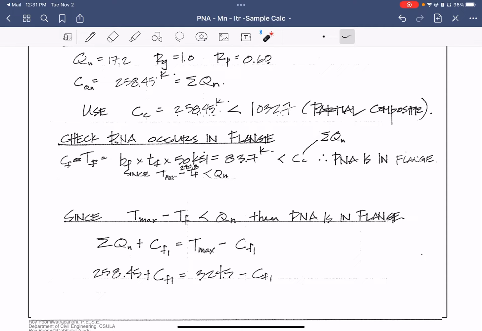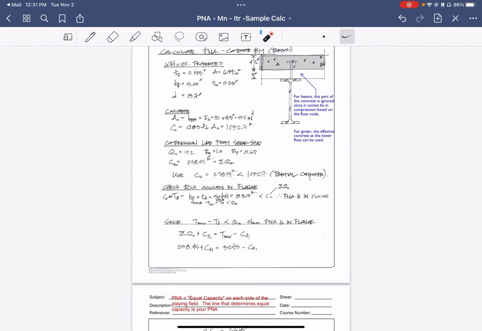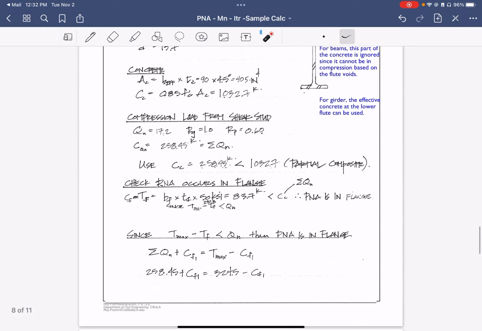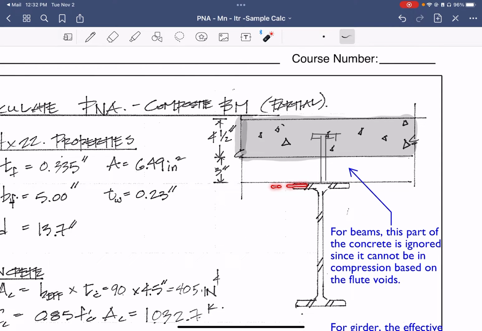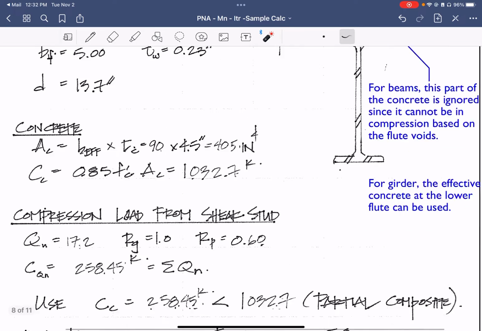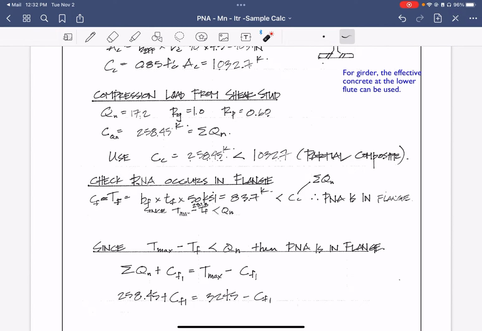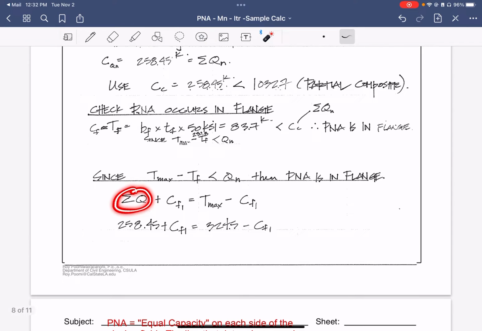Okay, so this is where it gets pretty complicated. So we're saying that the PNA happens within that section somewhere. So since T max minus TF is less than QN, then PNA is in the flange. Okay, we're saying the same thing. And so when you have the QN plus the compression of the flange, it's got to equal your T max minus your compression of the flange.